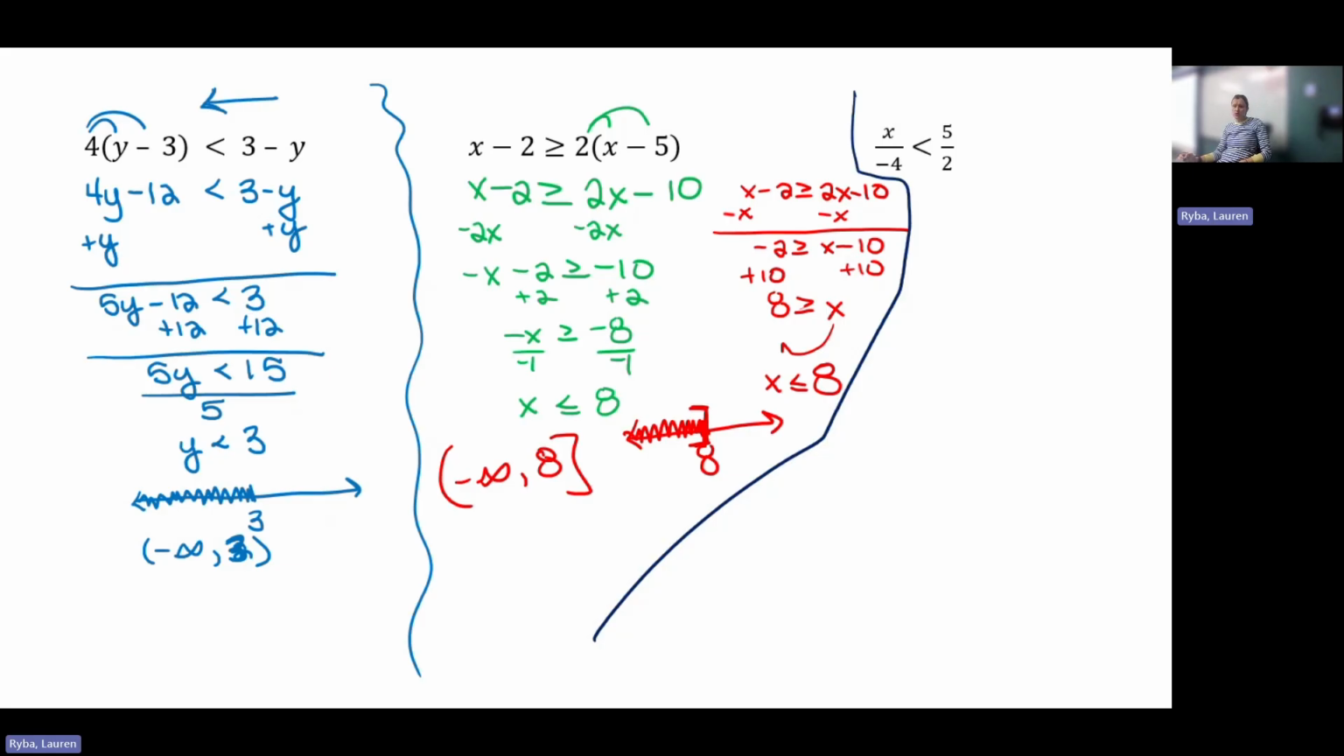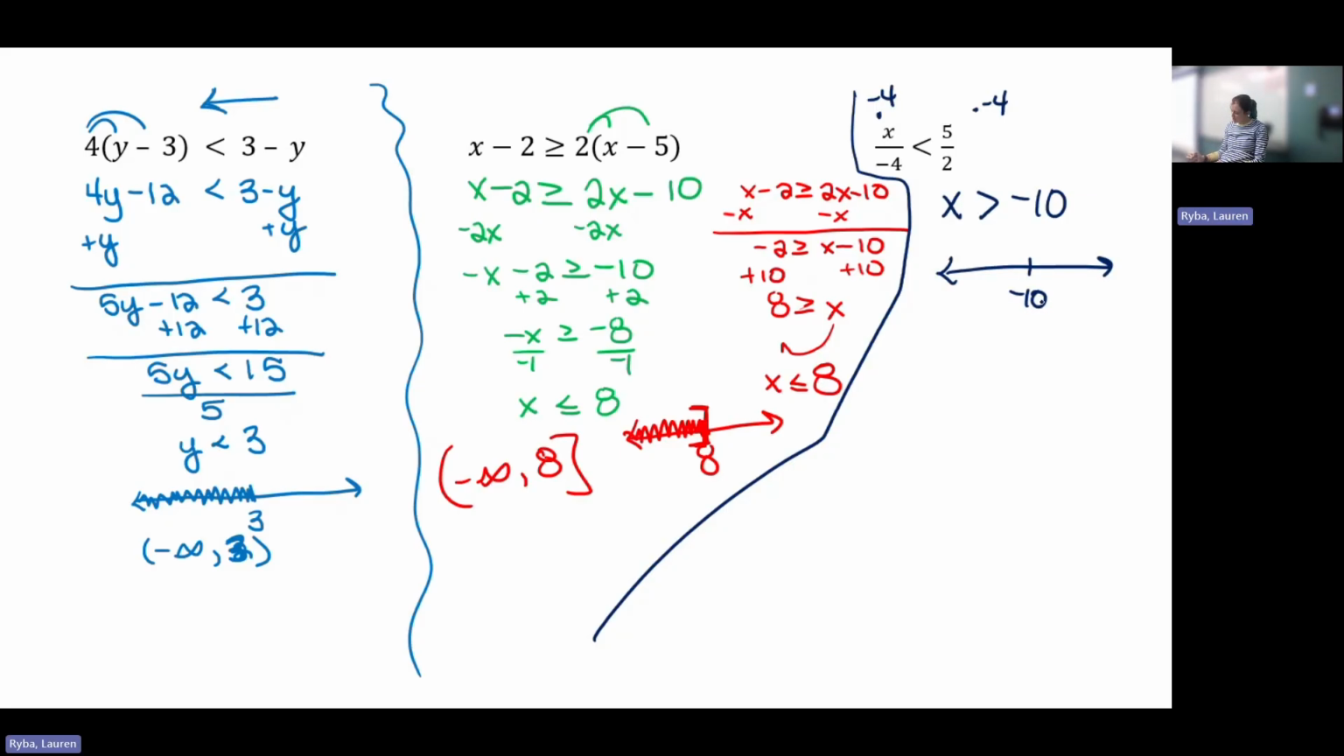All right, so x over negative 4 less than 5 over 2. So x is currently being divided by negative 4, which means I need to multiply both sides by negative 4. I am multiplying both sides by a negative, so I'm going to turn the sign to face the other direction. 5 times negative 4 is negative 20, divided by 2 is negative 10. So final answer, x is greater than, sorry, greater than negative 10.